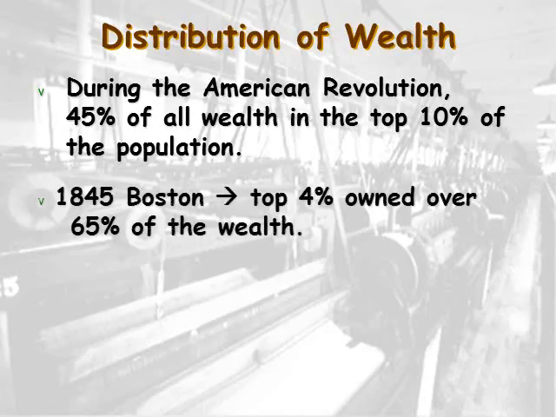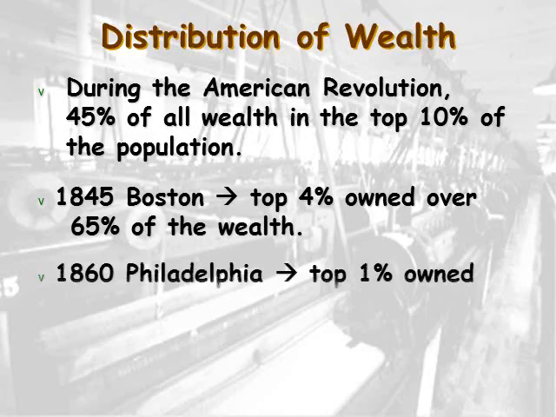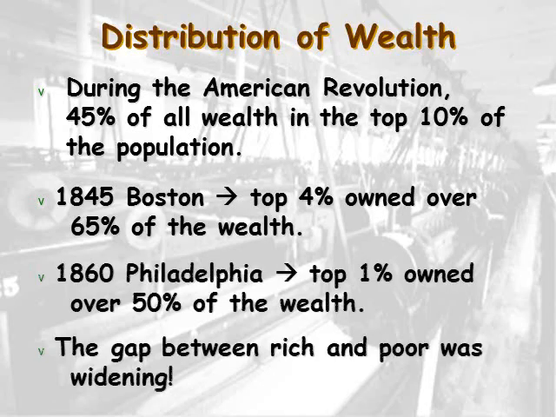But the gap between rich and poor grew as a result of our shift into a market economy. Like I've given you here, in 1845, the top 4% in Boston owned 65% of the wealth. In Philadelphia, by the time the Civil War broke out, the top 1% owned over half of the wealth. And this is a major result of a government that was pro-business leaning.